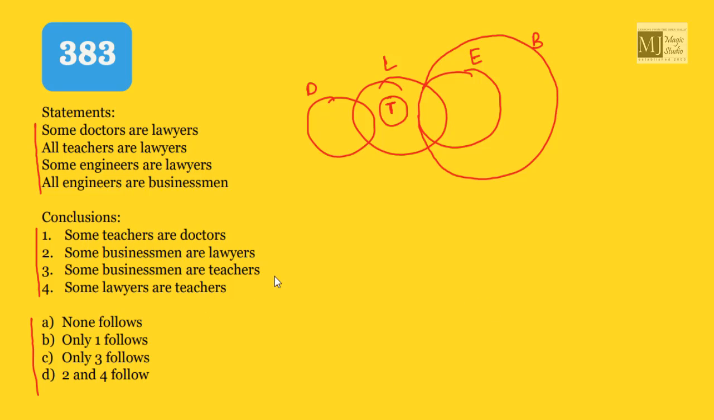Okay. Conclusion: some teachers are doctors? Not necessarily. Some businessmen are lawyers. Yes, this is a group where some businessmen are lawyers. Some businessmen are teachers? Not necessarily. Some lawyers are teachers. Yes, because all teachers are lawyers.